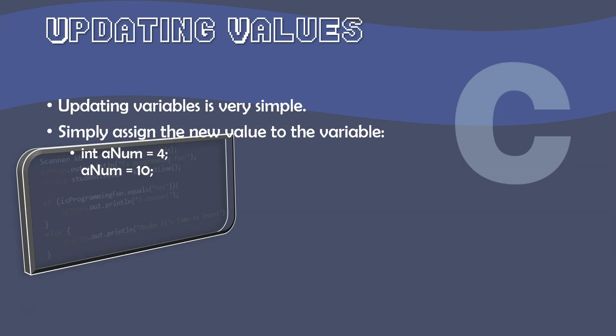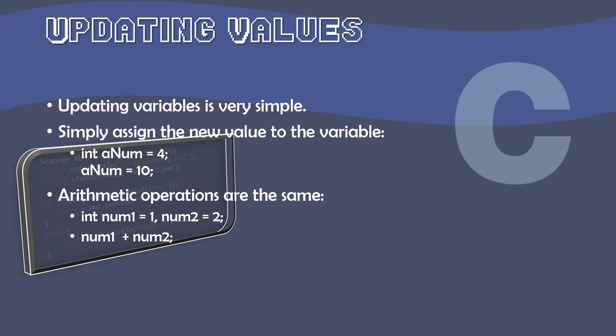Again, simple and straightforward. What about arithmetic operations? Well, these are the same as we would expect. Int num1 equals 1, comma num2 equals 2. Well, just do num1 plus num2. Obviously, if I want to store this in something like another variable, num3, I can do that as well. But it's, again, going to operate very much as we would expect.